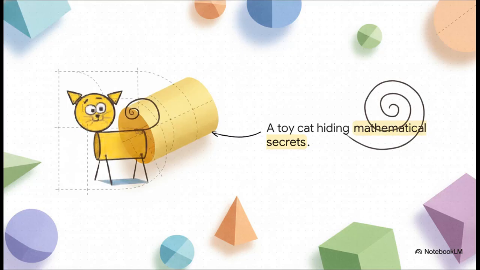Take a look at this brilliant little creation. It's a whimsical toy cat, sure, but look closely at how it's actually constructed. Its long body isn't just some generic random shape. It's a very specific, everyday geometric form. Its wide face and pointy ears, they're mathematically proportional. The creator of this toy didn't just use imagination. They used fundamental geometry to bring this cat to life.